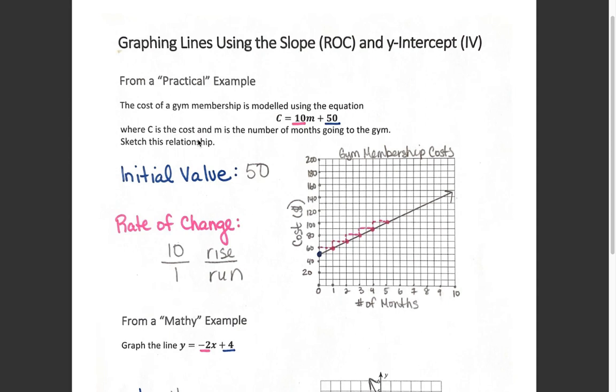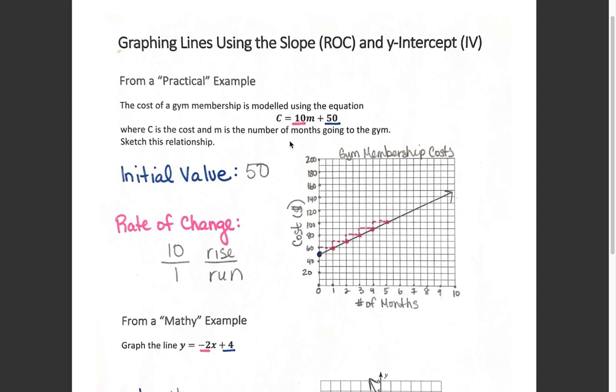The nice thing about linear relationships is that, because of the characteristics we know about linear relationships, we can use those characteristics to help us sketch lines a little bit quicker. So I'm going to go back to the practical example that we looked at before, the gym membership cost. We saw that the cost of this gym membership was equal to 10 times the number of months plus 50. To make this process a little bit faster, we can pick off the rate of change and the initial value and use them to help us sketch it in a really efficient, time-sensitive way.